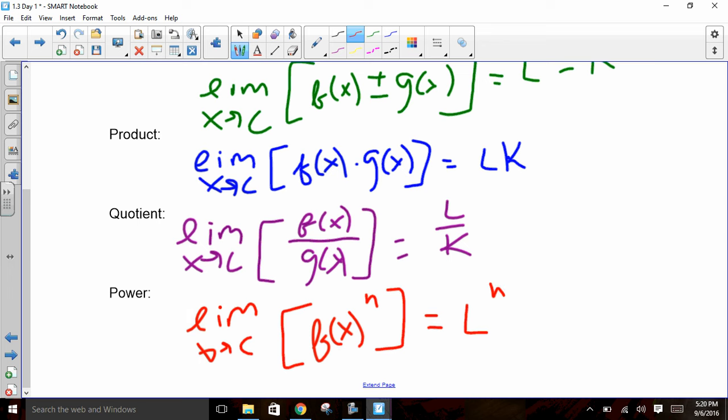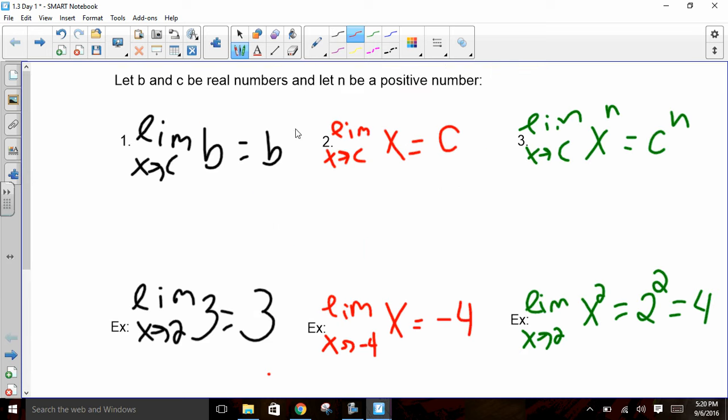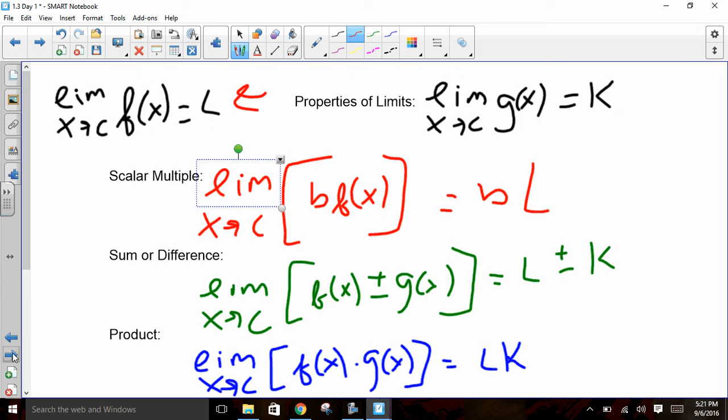So the whole point of these first two slides is that whatever I can do with a number or one expression, I can also apply to any function.